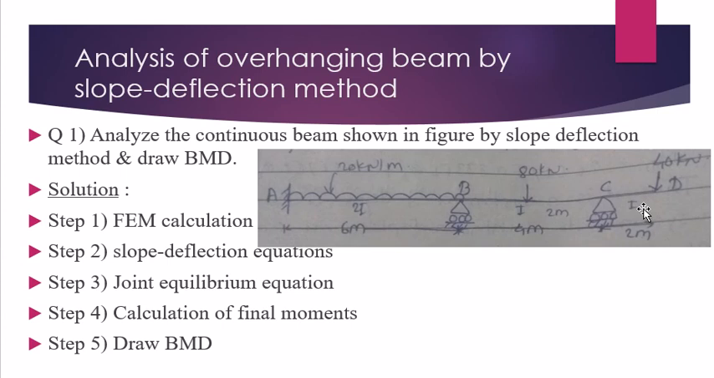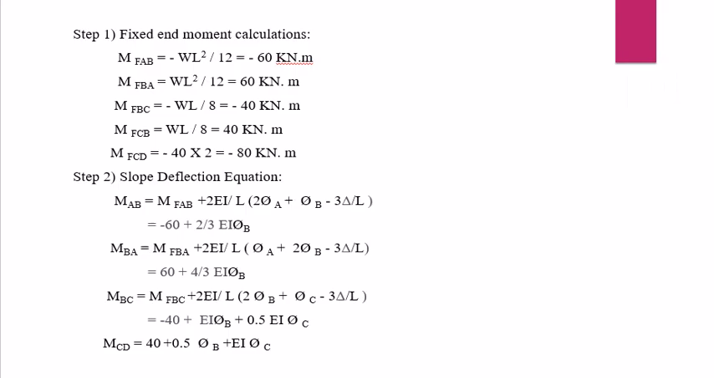CD is the overhanging support, an overhanging beam, and here the 40 kilonewton point load is acting at point D. So due to that, a moment of 40 into 2 occurs at point C, which is anti-clockwise. So it is minus 40 into 2, which is equal to minus 80 kilonewton meter.